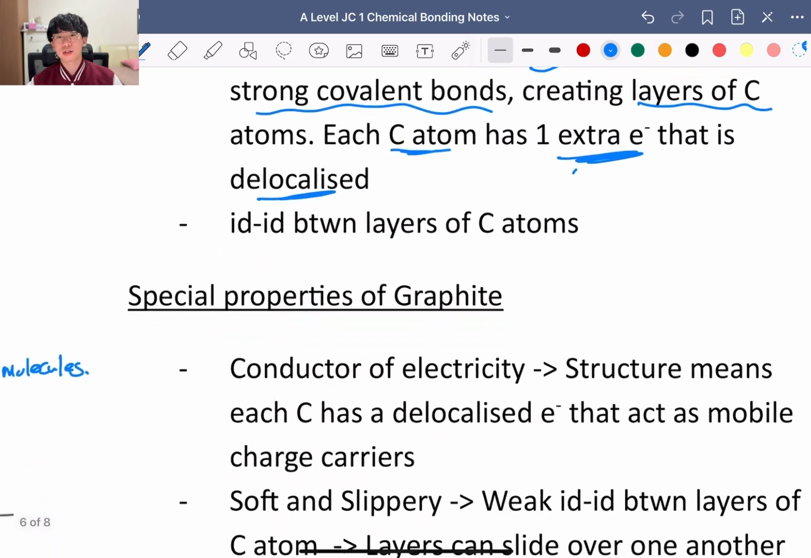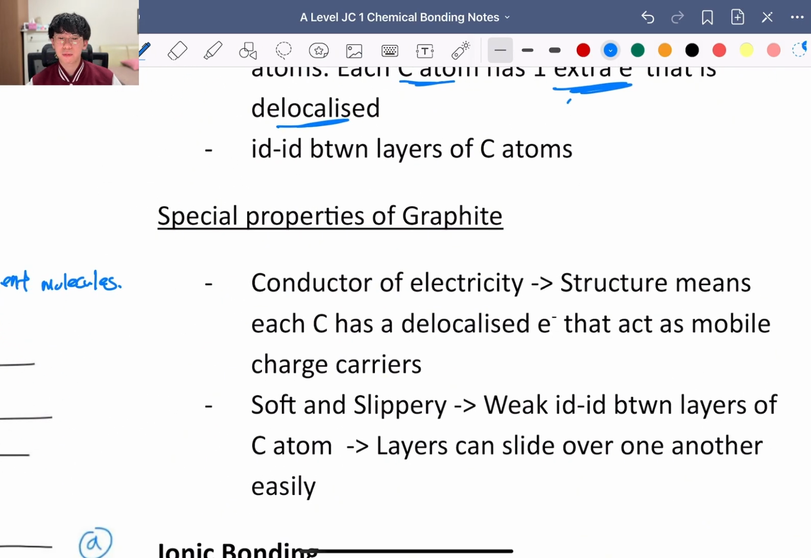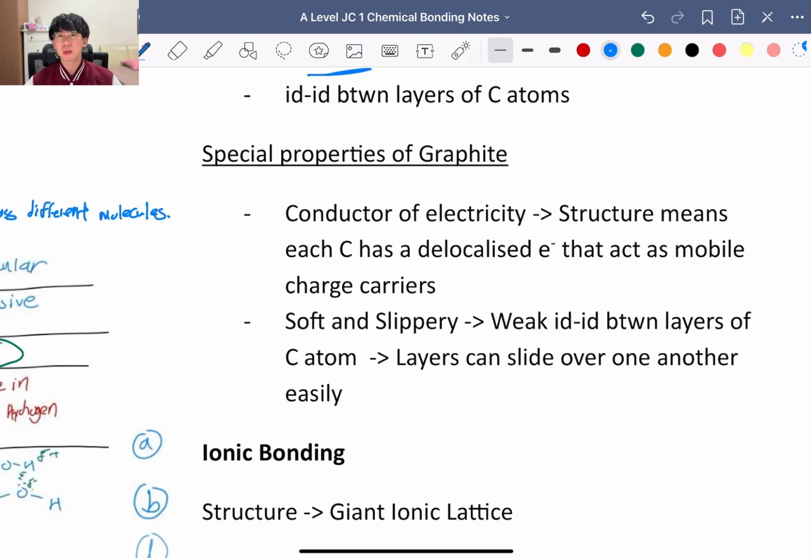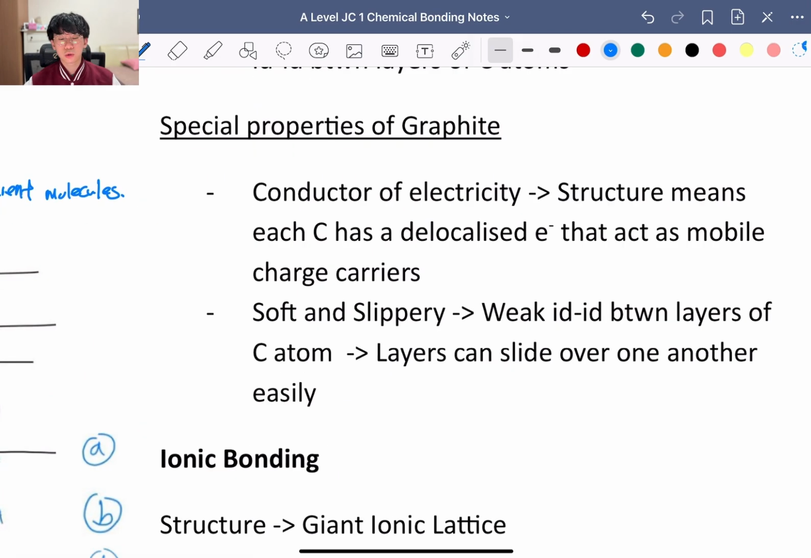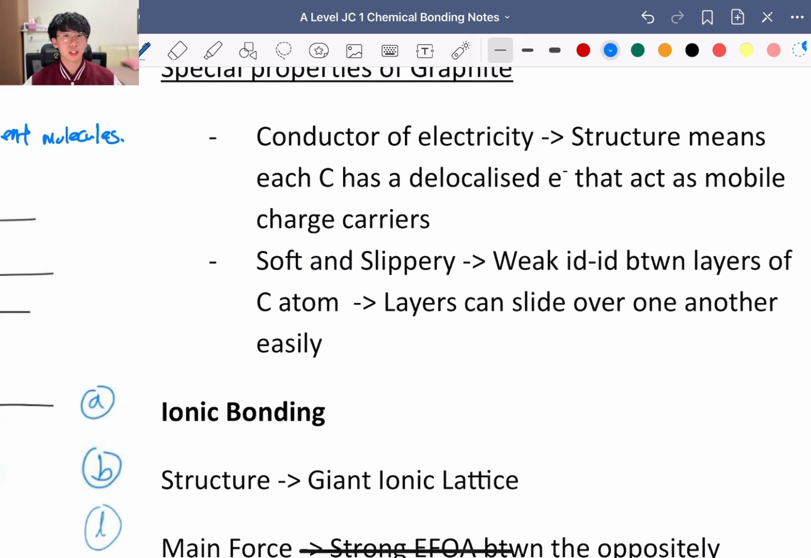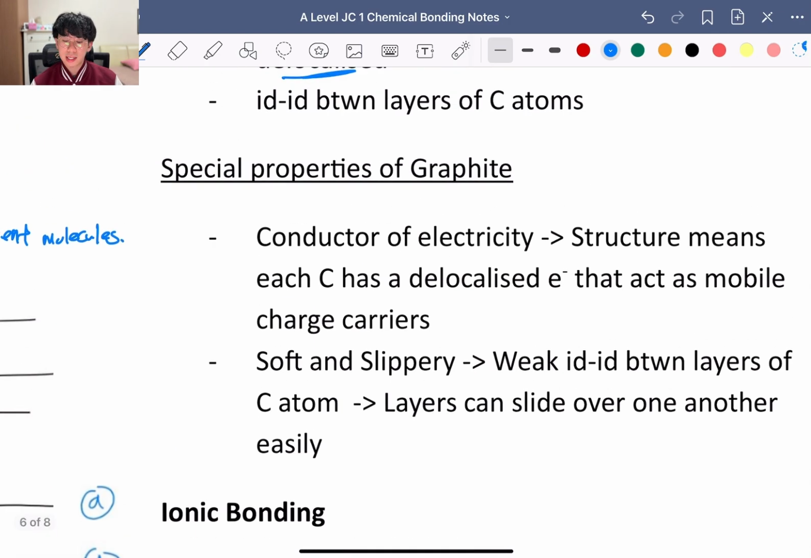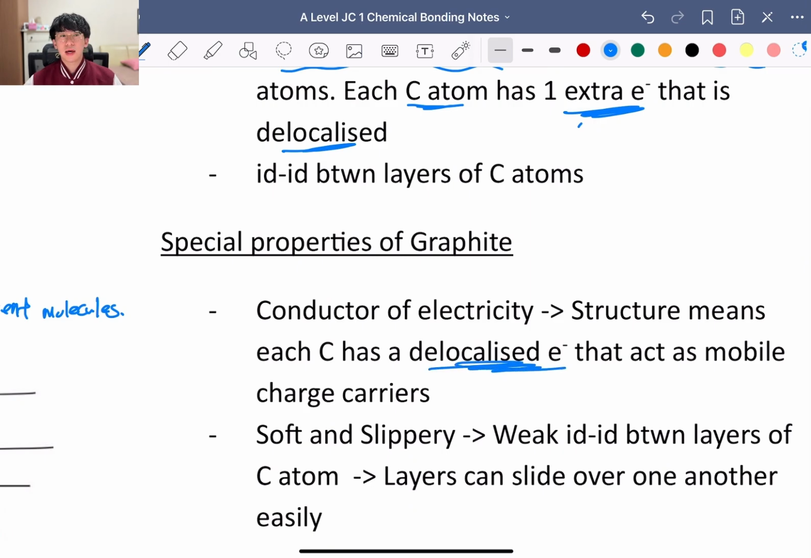Now, how does this translate to some special properties? Well, aside from the fact that it has very high melting points and boiling points, because obviously the core of its structure is the covalent bonds, it is also especially a conductor of electricity. This is because of that delocalized electron. Because these electrons are delocalized, they can act as mobile charge carriers. They receive the energy and then they can just pass the charge on and on and on, and that's how electricity is generally conducted.